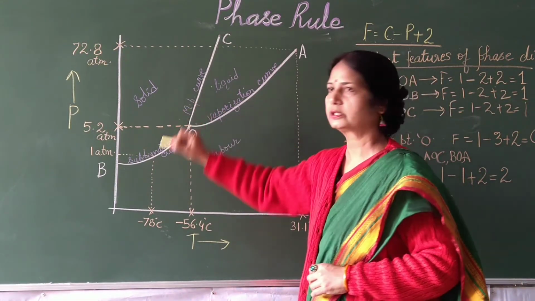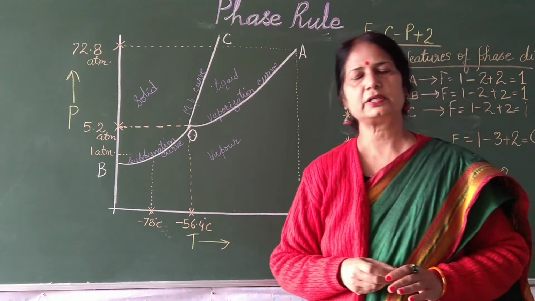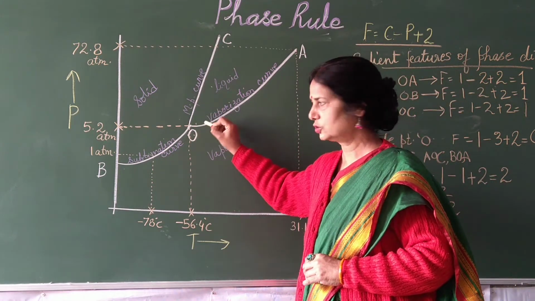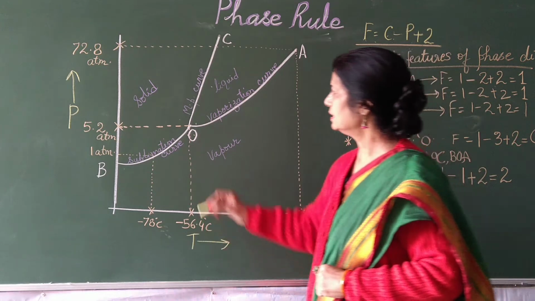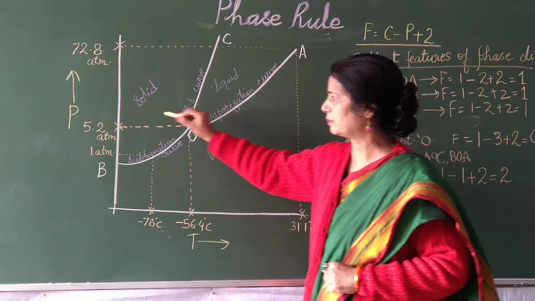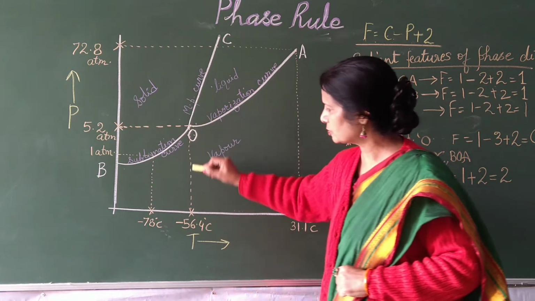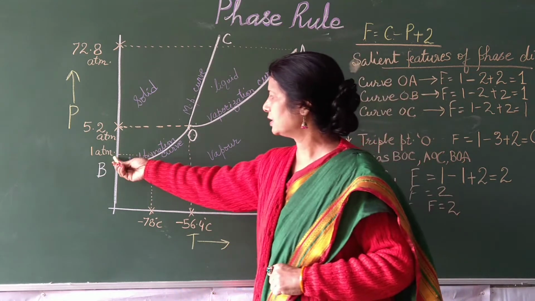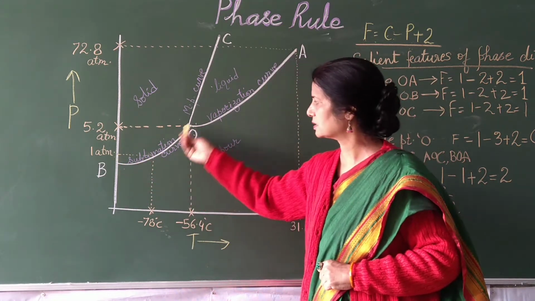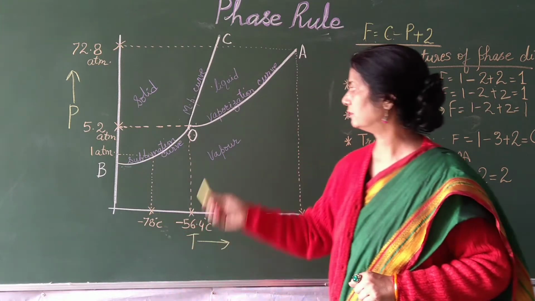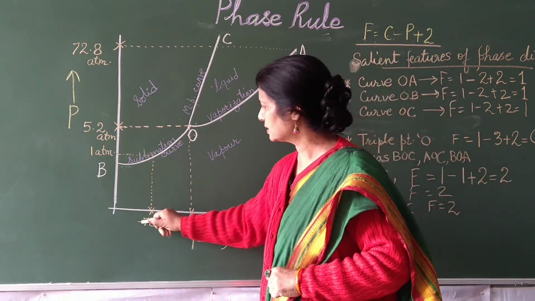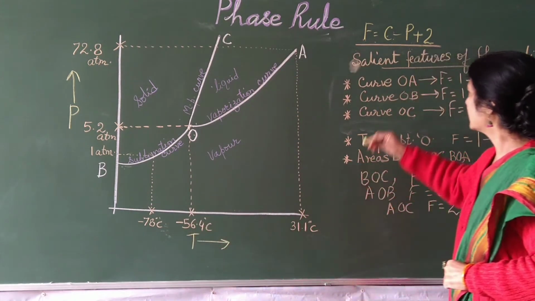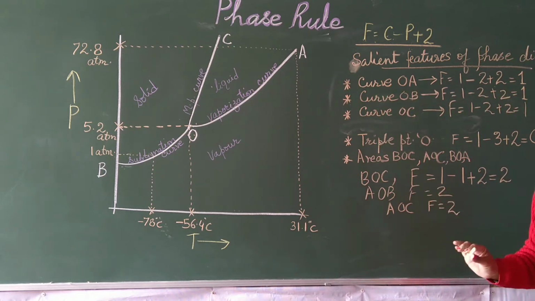These three curves meet at one point O, and this is the triple point, and all three phases, the solid carbon dioxide, liquid carbon dioxide, and the gaseous carbon dioxide, can coexist at this triple point O. Now let's see the values of the triple point: 5.2 atm pressure and the corresponding temperature is minus 56.4 degrees centigrade. Similarly, this 1 atm pressure line cuts the sublimation curve only, it doesn't cut the vaporization curve, and this is cutting at minus 78.0 degrees centigrade.